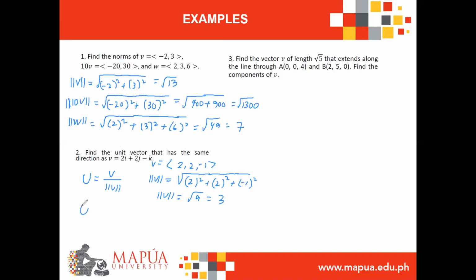So with that, the unit vector is equal to v, where it has 2, 2, negative 1, all over 3. You can also write this as 2/3, 2/3, negative 1/3. You can also write it in ijk format. So we have here 2/3 i plus 2/3 j minus 1/3 k.